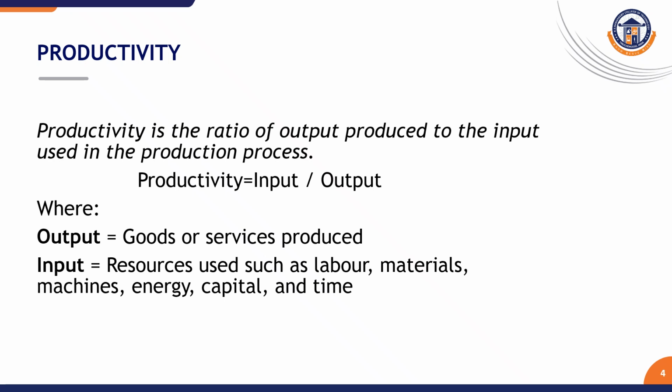Output is goods or services produced; input is the resources used, such as labor, the number of humans working, materials, what raw materials are used, machines, that is how many meters of finished cloth, how many sewing machines are used, what is the cost of electricity and steam. Also, in the garment industry, we use steam. Then what is the capital involved, the working capital, and the time required for that? So this is what productivity is about.